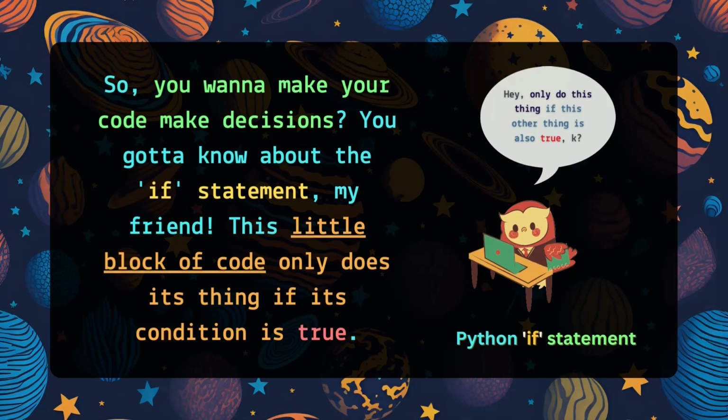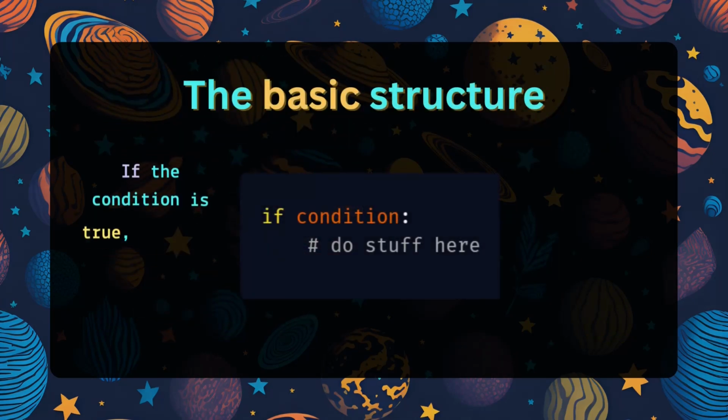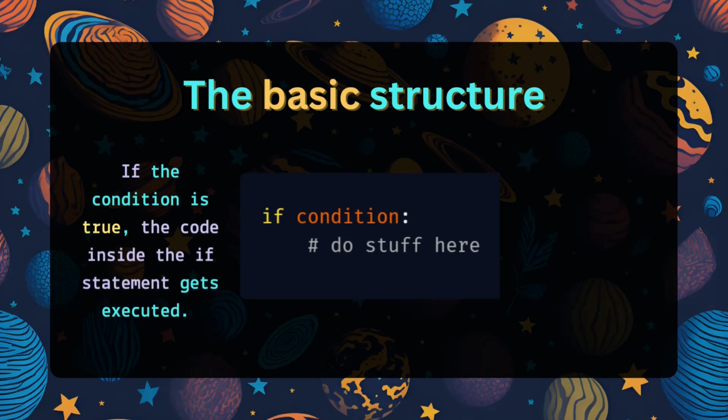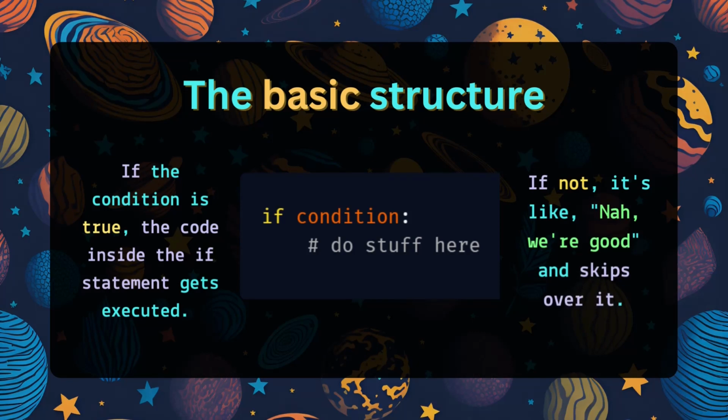Here's the basic structure. If the condition is true, the code inside the if statement gets executed. If not, it's like, nah, we're good, and skips over it.